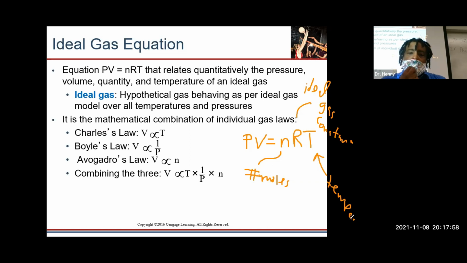Yep, R is the gas constant. So remember how you had all those constants with each of the different laws? When we combine all the laws together, you get one constant, and that's the ideal gas constant.